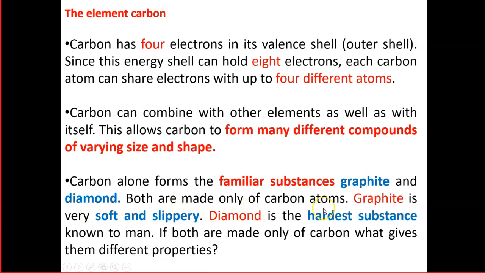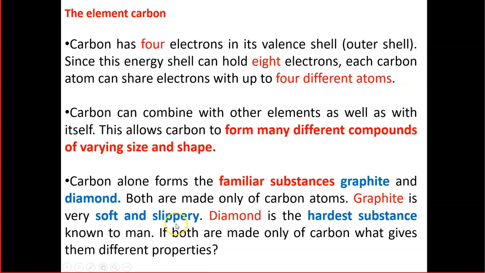Both are made only of carbon atoms. Even if carbon forms covalent bonds with carbon only, it will give graphite and diamond depending upon how the bond is developed. So graphite and diamond mean carbon with carbon only. Both are made only of carbon atoms. Graphite is very soft and slippery. Diamond is very hard, and that is the hardest material in the world. So remember that diamond is hard but graphite is soft and slippery.